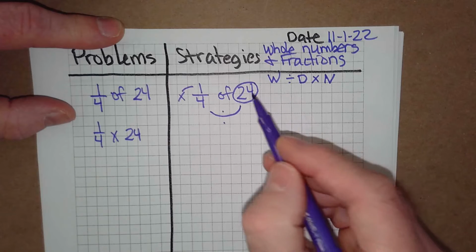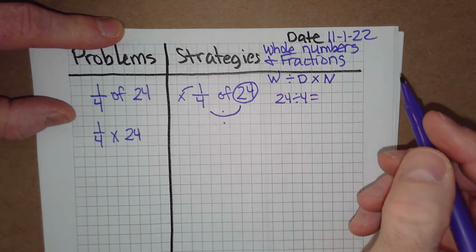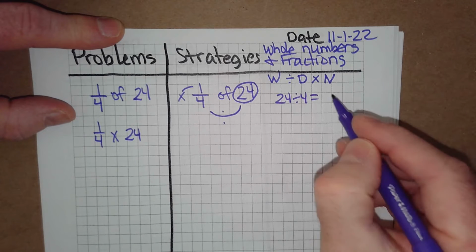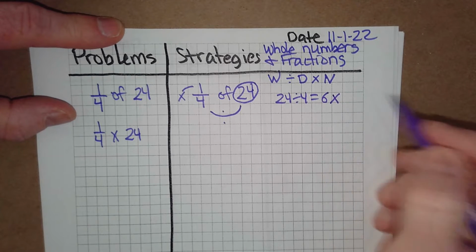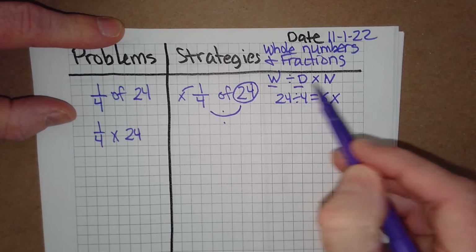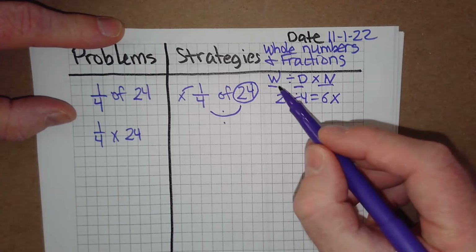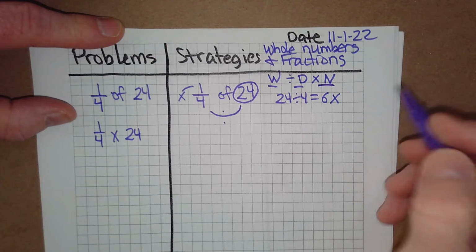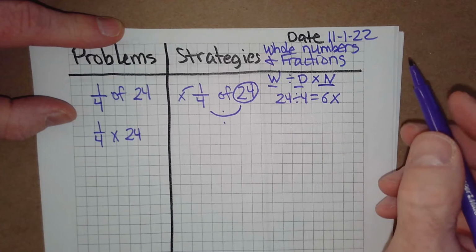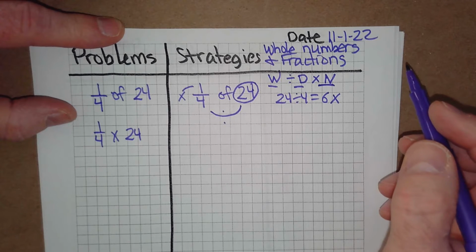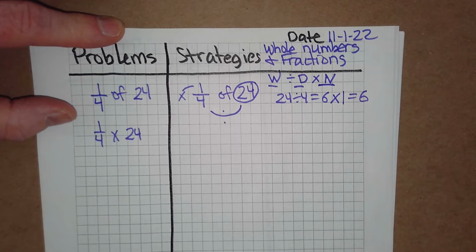But in this case, what is 24 divided by 4? 6. And then we're going to multiply the 6 times what? Look at your formula. Whole number divided by denominator times the numerator. So we did 24 divided by 4 is 6. Now what are you going to do with the 6? Which one's your numerator? Times 1 equals 6. That's the quickest way to do it.